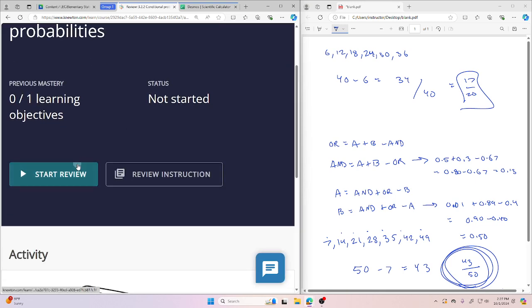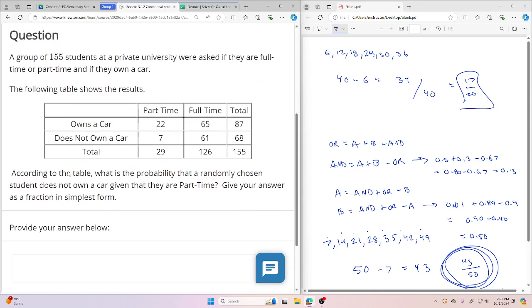Conditional probabilities. Let's see what this is. Full-time, part-time. Oh, okay. This is when you're drawing on the screen. I wonder, did they let me draw on this screen? That would be awesome.